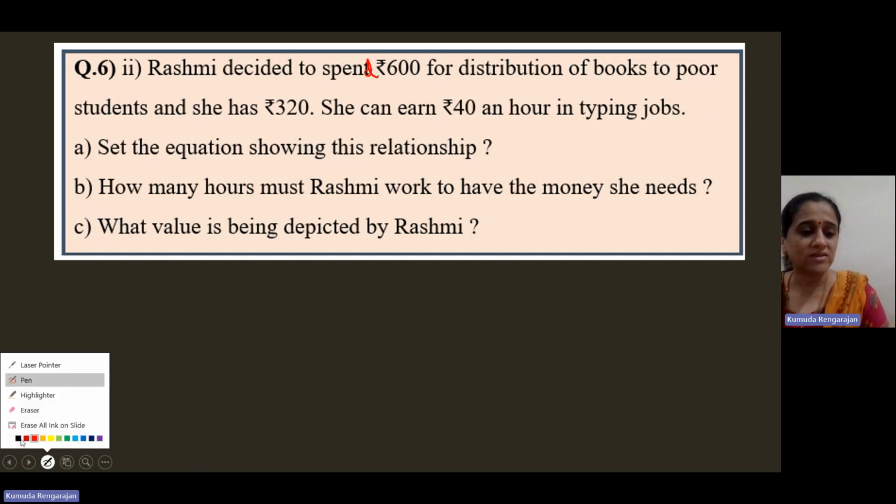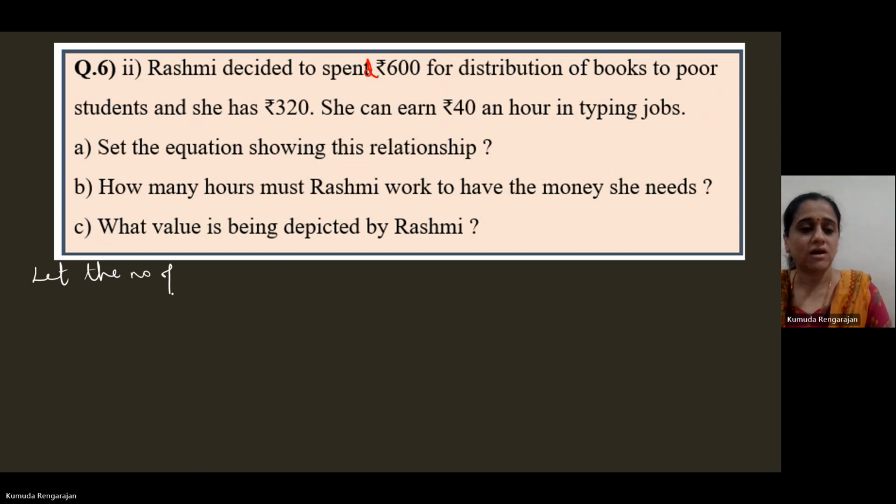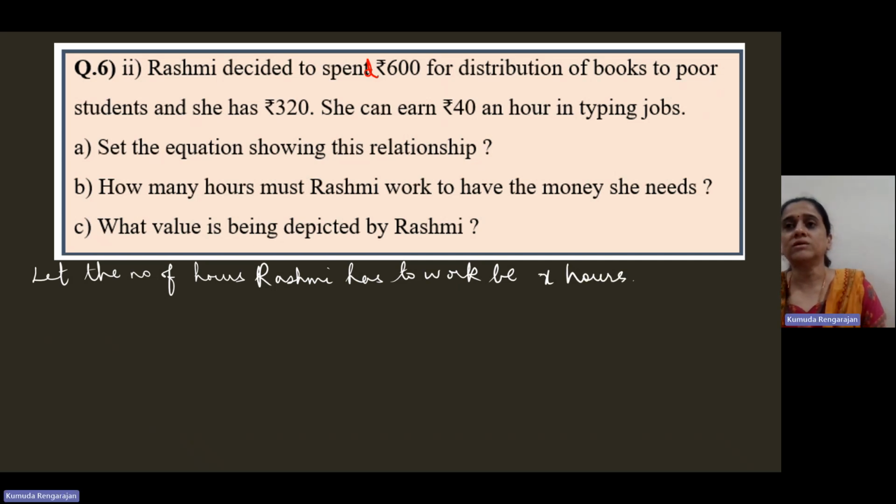Okay, so here what you'll have to say is let the number of hours Rashmi has to work be X. Let's say Rashmi has to work for X hours to earn 280 rupees. Let the number of hours Rashmi has to work be X hours. Okay, so what will be the equation? She has how much? 320.